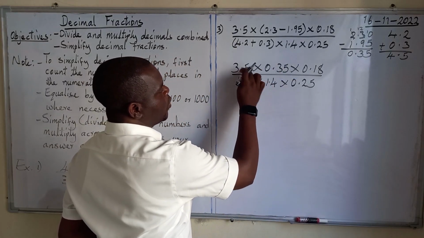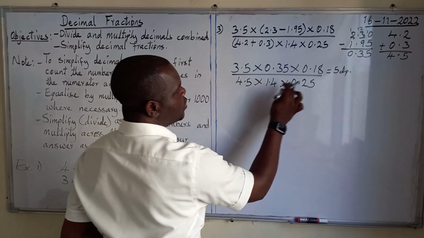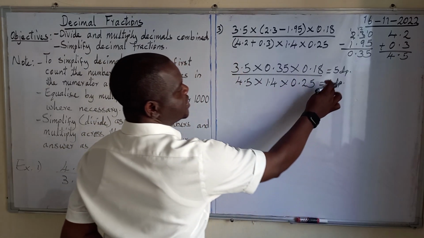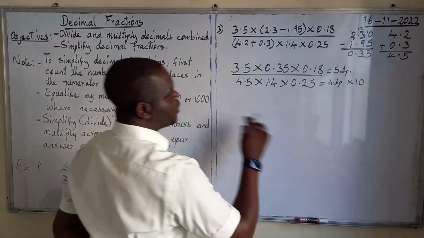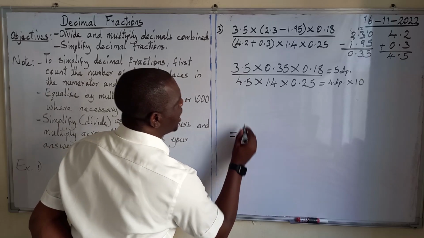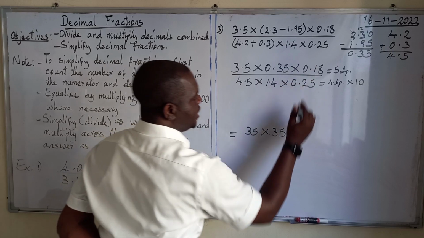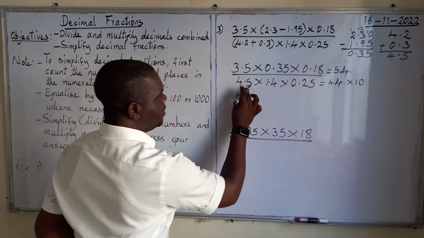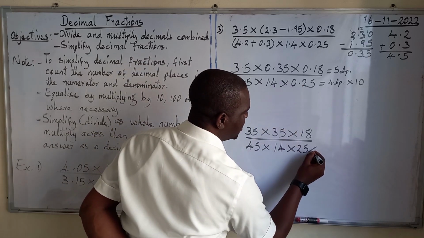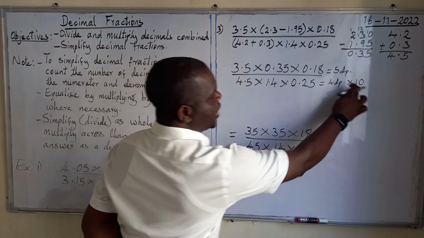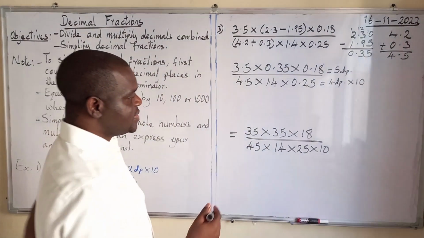And above, we have 1, 2, 3, 4, 5. Below, we have 1, 2, 3, 4. And since below is less, we equalize it by multiplying by 10. So that as whole numbers, we're going to have 35 times 35 times 18, all this over 45 times 14 times 25 times 10. Remember, we are equalizing here. So let's find a numerator and denominator that can simplify.